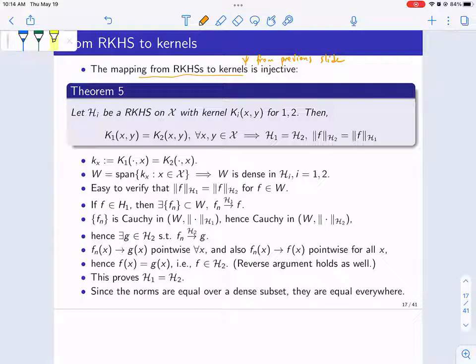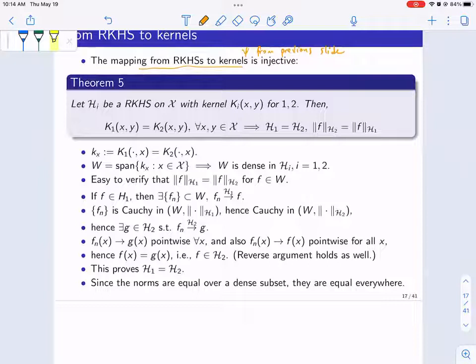And then furthermore, since the norms are equal on a dense subset, they have to be equal everywhere. Right? So this is in both the spaces, and the two spaces are the same, and so the norm sort of extends to both. Okay.